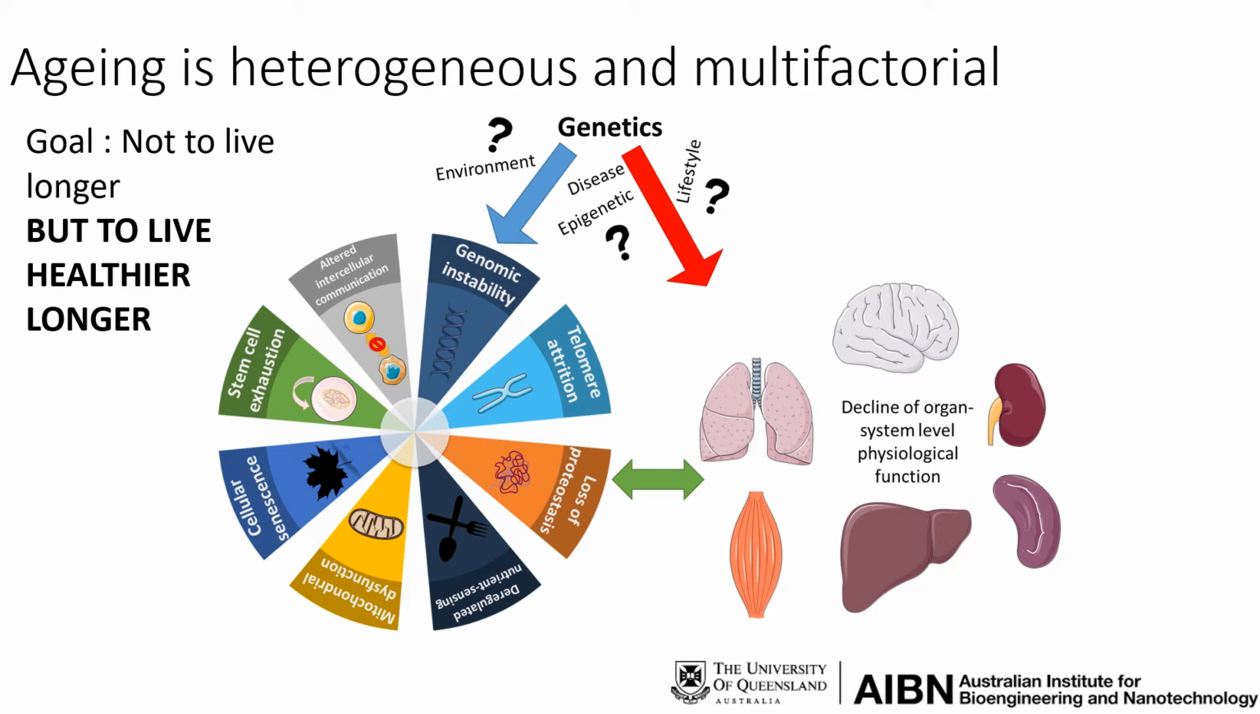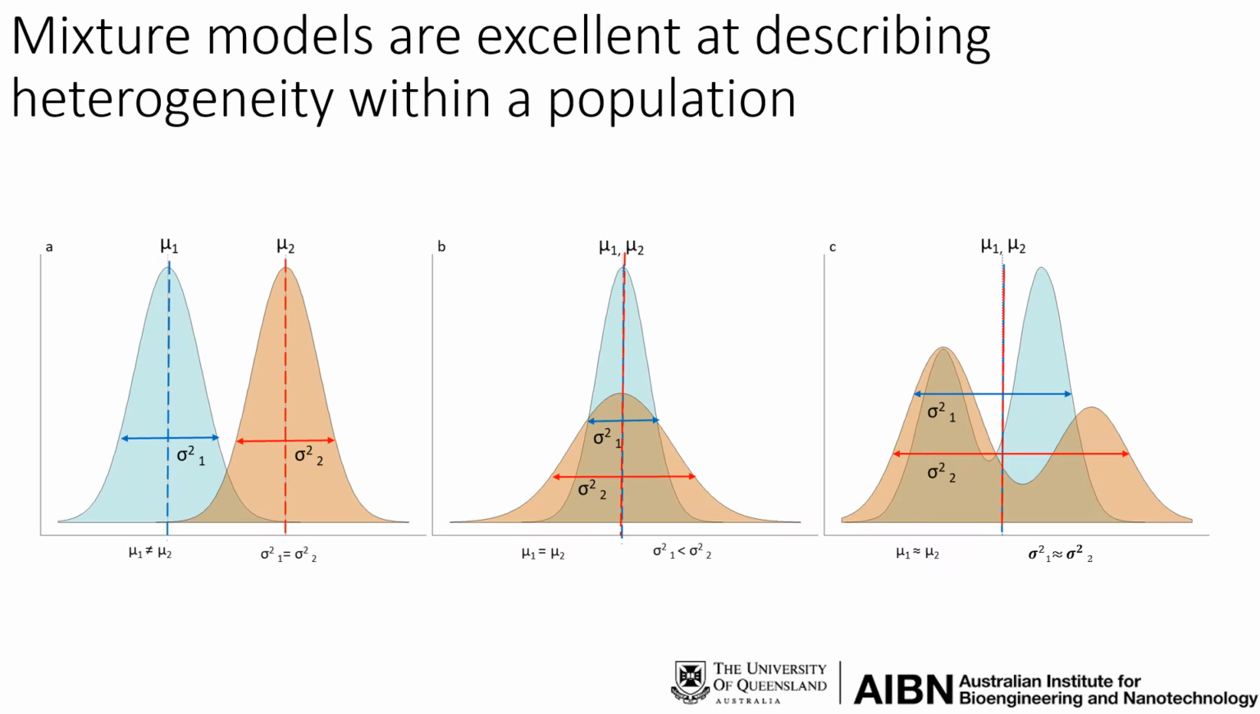But before we go on, I would also like to state what the goal is of studying aging. The goal of studying aging is not to live longer, but to find ways to intervene so that we can live healthier longer. So this is where mixture models come in. Mixture models are extremely good at describing heterogeneity within a population.